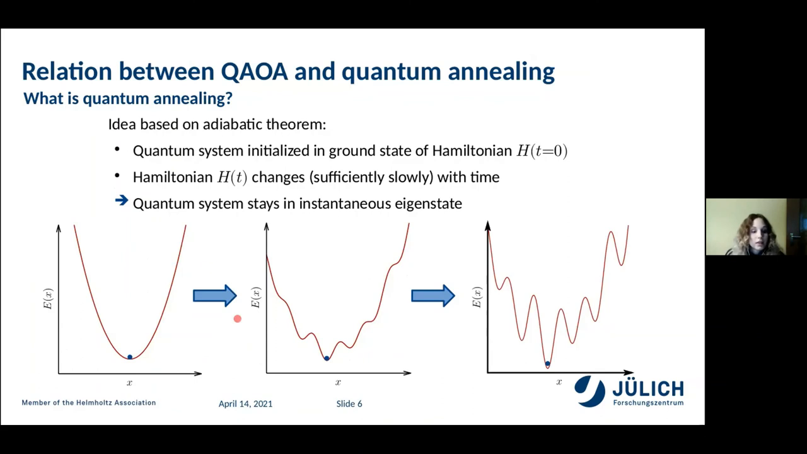Another thing which I have to introduce shortly is quantum annealing, because I want to come to the relation between QAOA and quantum annealing. So what is quantum annealing? Very short, it's based on the adiabatic theorem. We initialize a quantum system in the ground state of a Hamiltonian at time equals zero. This Hamiltonian should be such that we know the ground state and we can initialize the system in this state. Then this Hamiltonian changes in time. And if this happens sufficiently slowly, then the quantum system stays in its instantaneous ground state. So basically, if we have a Hamiltonian at the end of this process where we want to find the ground state, we can start with an easy ground state and just change the Hamiltonian from the first one to the second one.